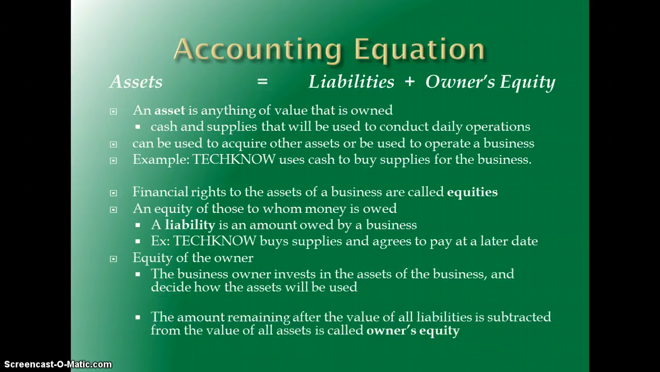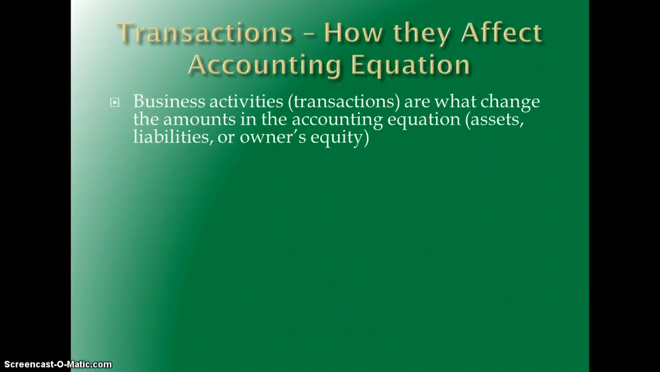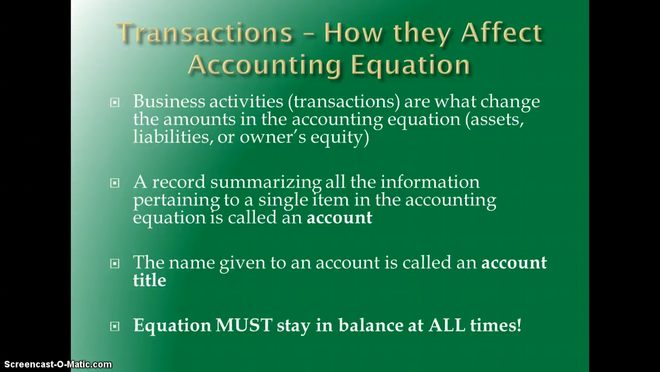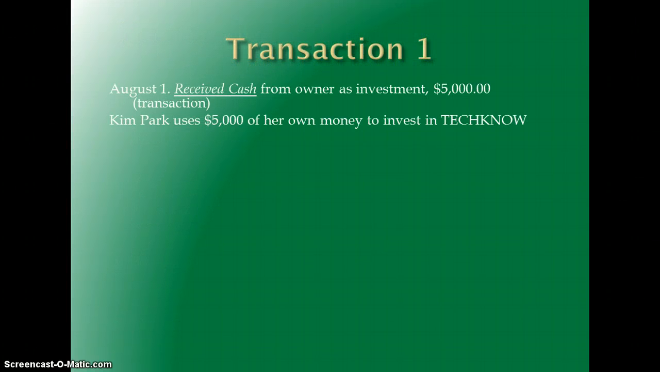Let's talk about transactions. We did a couple together. Let me skip to these here. Transaction number 1, we received cash from owner as investment. Now I encourage you as you look through these transactions to look at the key words. Received cash, which means cash went up, and if cash went up, we know one half of the equation went up, so therefore the other half of the equation has to go up. Anytime it's coming from the owner, we're dealing with owner's equity. So Kim Park, our owner, is investing $5,000 of her own money into the business.